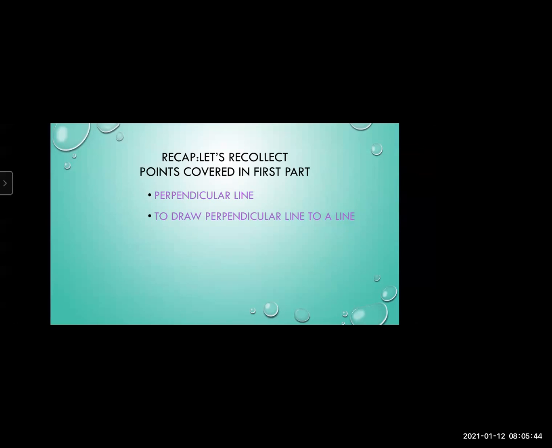And what else we have studied yesterday? How to draw a perpendicular line to a line. There were two cases. At a point on the line, we used some tools for that: a set square, protractor, and a compass. And the other one was from a point outside the line, where the point was given outside the line, by folding the paper and set square.